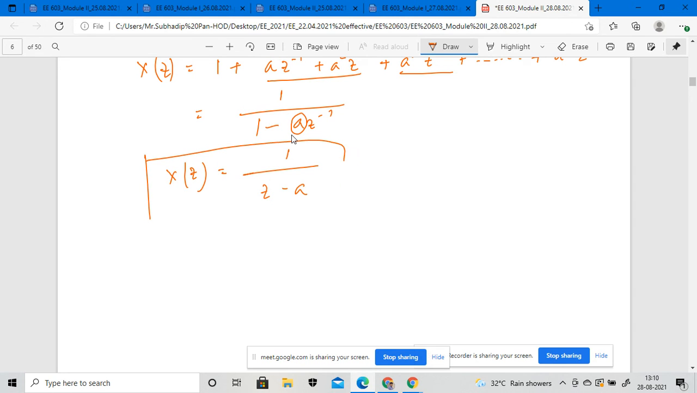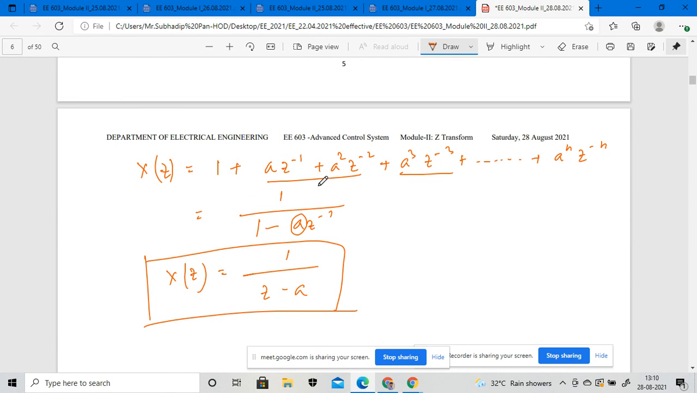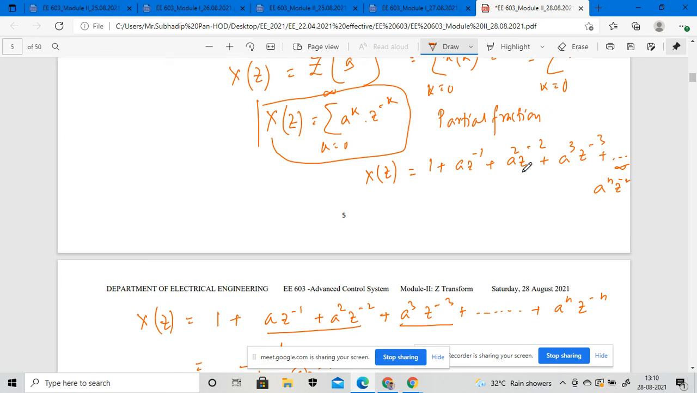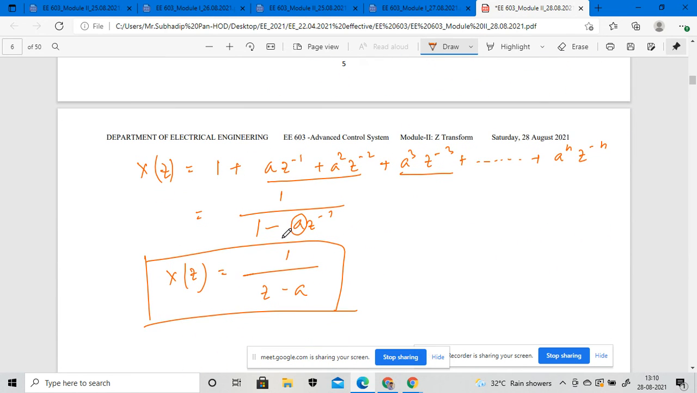So the value of x of z will come, sorry, I have some mistake. If I simplify this equation, a square z to the base minus 2, a cube z to the base minus 3, it will come 1 divided by 1 minus a z inverse, so z divided by z minus a. Okay, so this will be for the exponential function, sorry, the polynomial function.